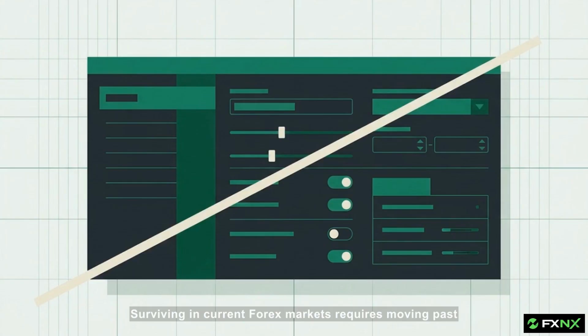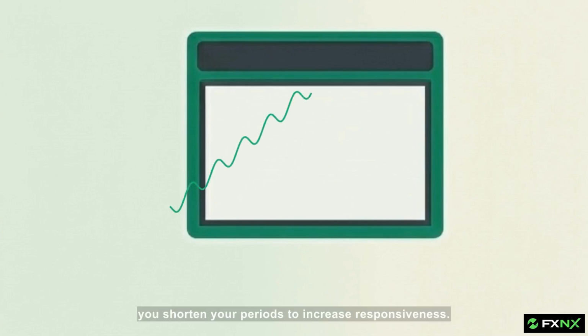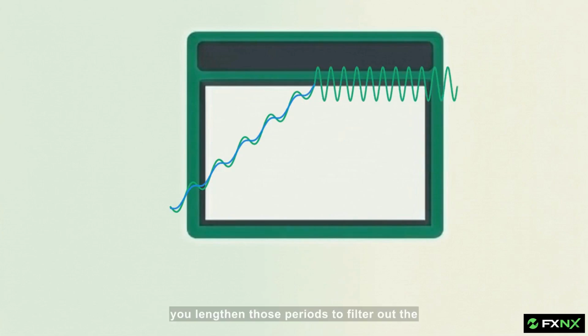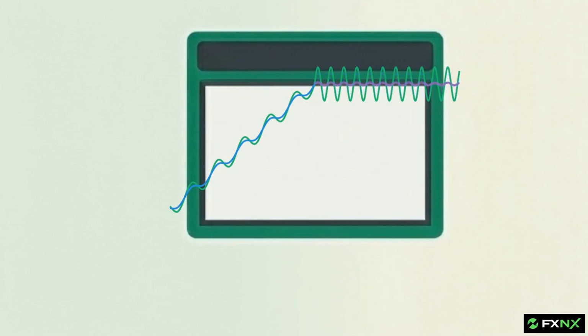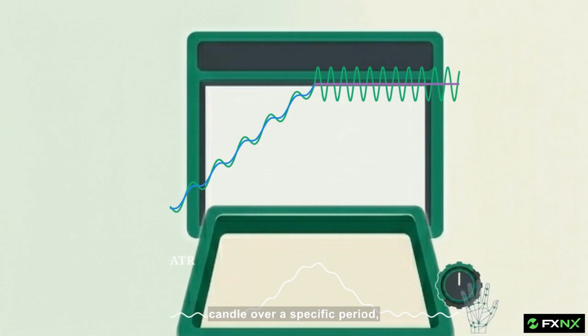Surviving in current Forex markets requires moving past static, memorized periods like the classic 10, 20, or 50 setups. Instead, use dynamic optimization, the practice of actively adjusting your moving average periods in response to real-time market volatility. When a market rapidly accelerates, you shorten your periods to increase responsiveness. When the market turns into a slow, choppy grind, you lengthen those periods to filter out the noise. To make these adjustments objectively, we use the average true range, or ATR. It measures the typical size of a price candle over a specific period, giving us a clear reading of volatility.